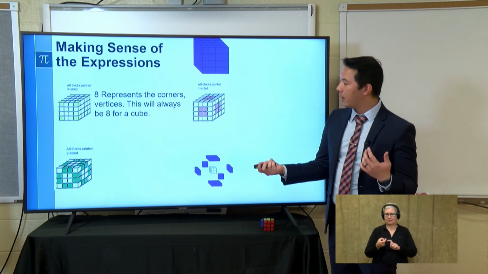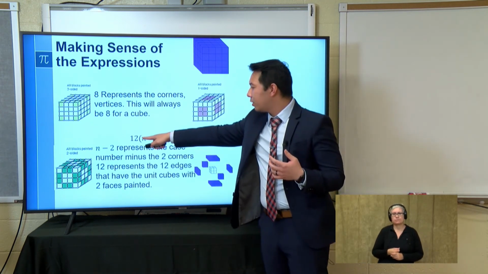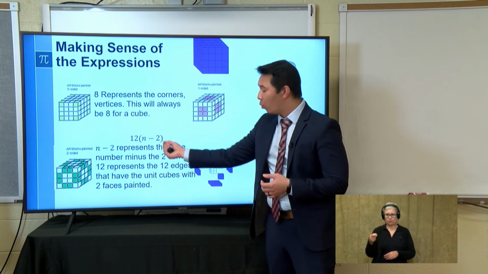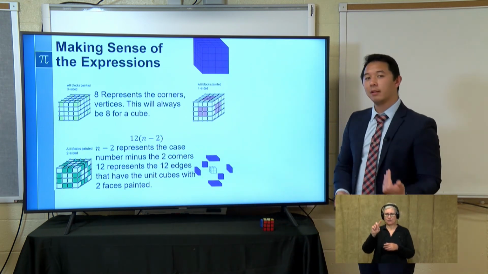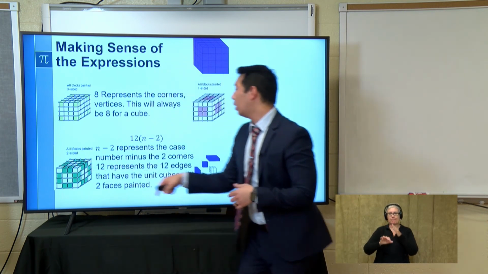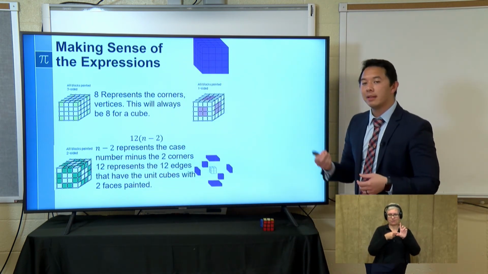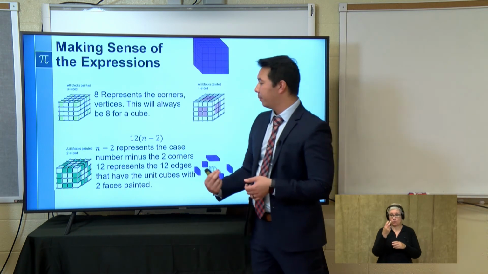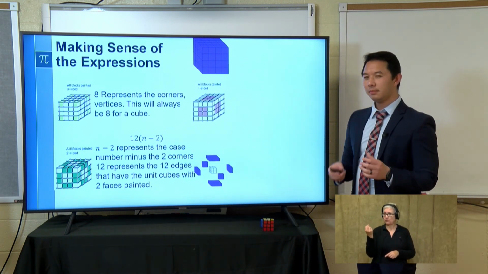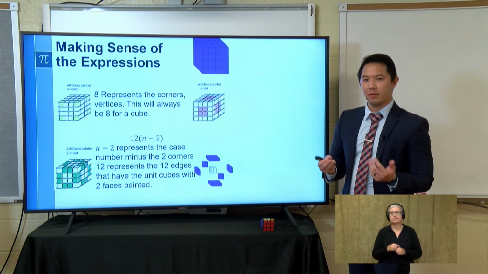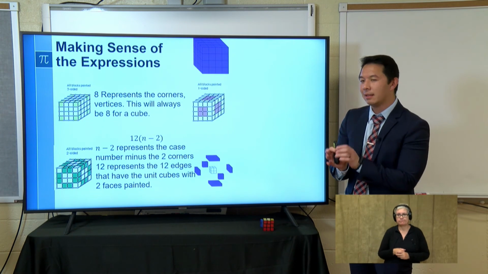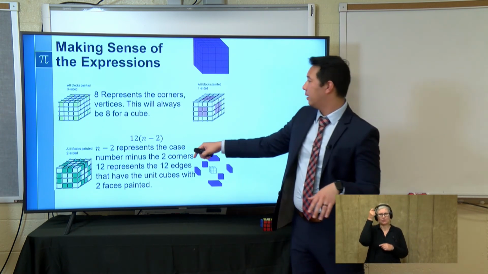But when we're talking about this expression of 12 times n minus 2, the n minus 2 part, what we see in parentheses, represents our case number minus the 2 corners along each of the 12 edges. So that 12 represents the number of edges on a cube. Okay, and so it's important in this particular case that's different from the algebraic perspective of just creating the model and graphing it to make predictions. We want to make sense of each of these parts geometrically.